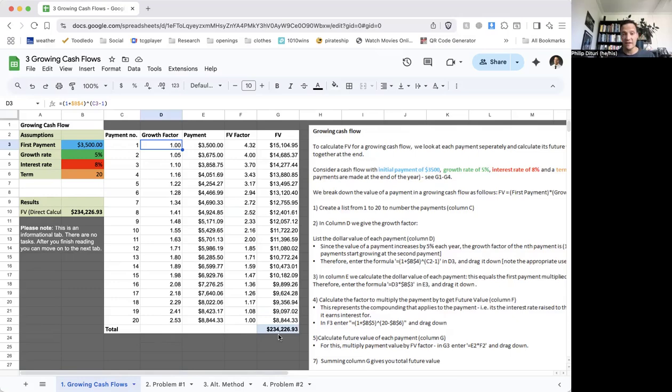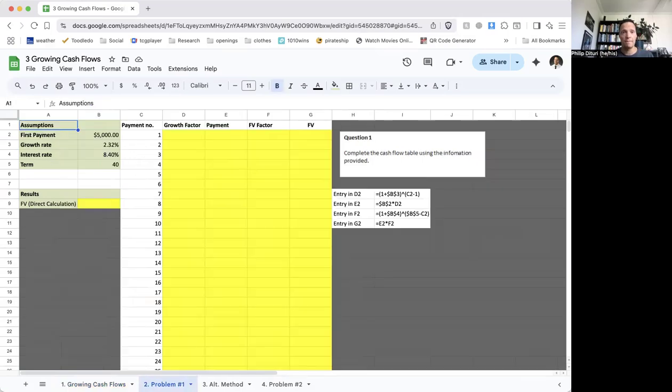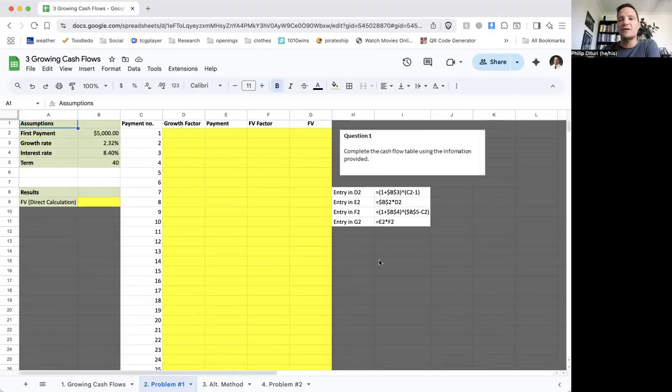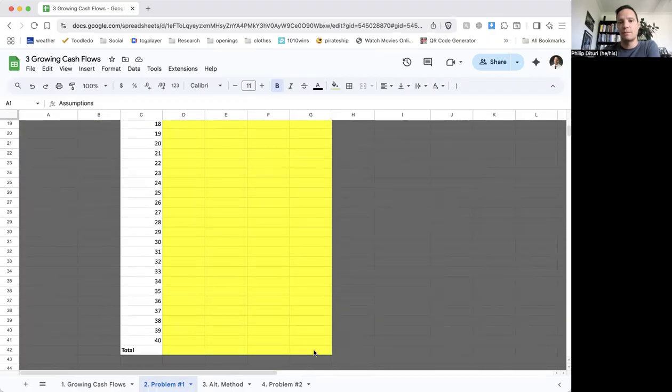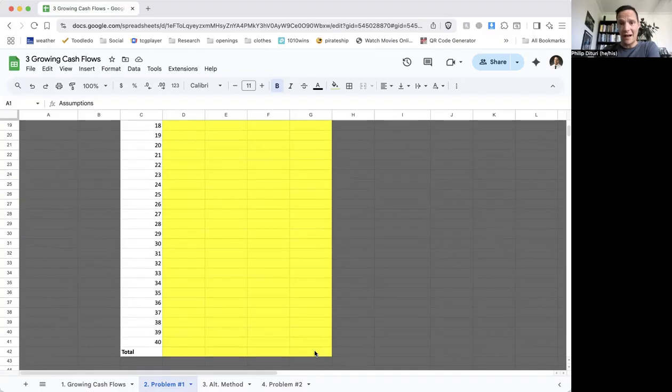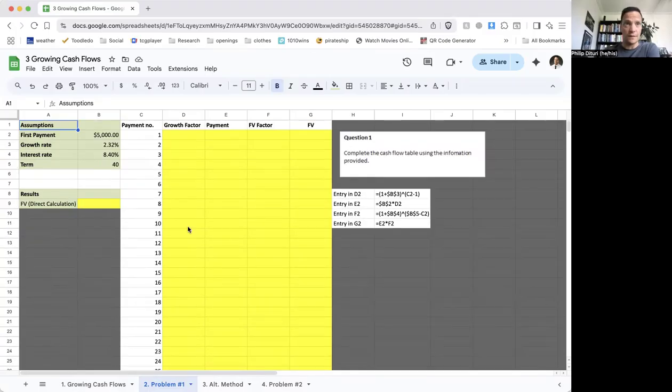You can try this yourself on the next tab. Okay, there's a number of places here where you can try it. Again, in your growth factor, you're going to make sure you're using the growth rate. In your future value factor, you're going to make sure you're using the interest rate. And you're going to be tracking each payment separately so that you're going to have to sum all of your deposits at the end when you're done.